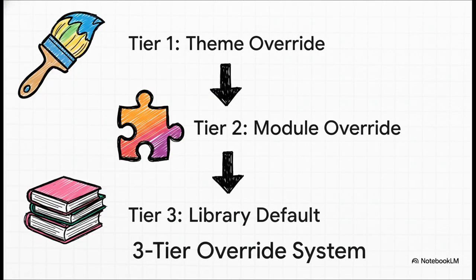Customization is handled through this really powerful 3-tier override system. XBB will look for a template first in your theme, then in a module directory, and only then will it fall back to the library default. Now, this is huge because it means you can customize anything you want without ever touching the core library files. That makes all your future updates totally safe and painless.